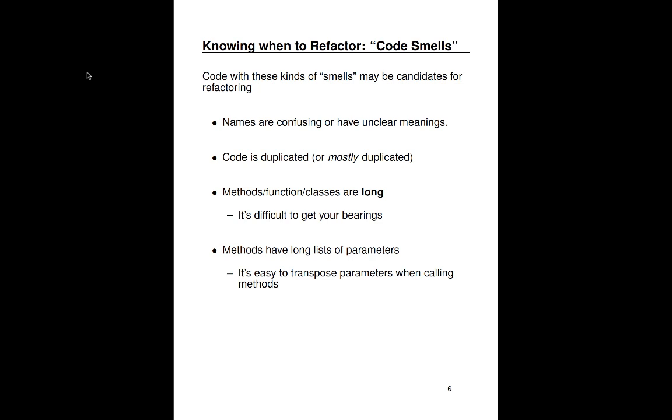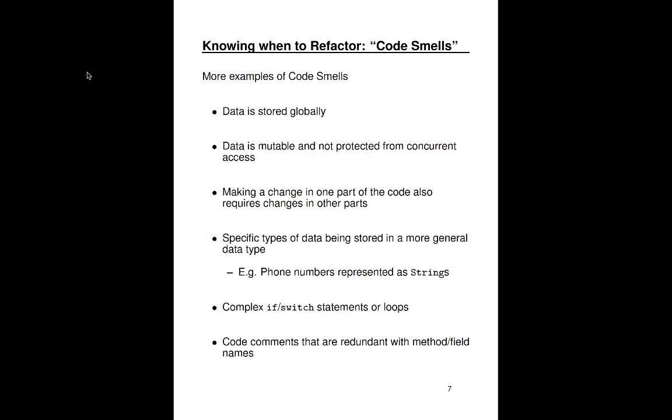Another kind of code smell is program elements that are long, that have a lot of cognitive overhead to read and to understand. Because it's really difficult to get your bearings when you're looking at dozens of lines of code. Another example is methods that have a long list of parameters. Because when you're calling these methods, it's easy to get the order of parameters wrong or have to understand, what does parameter 6 mean exactly? It's just more difficult to deal with. Other examples of code smells are data that is stored in global variables. Is there a way to better encapsulate it or to keep that data closer to where it's used?